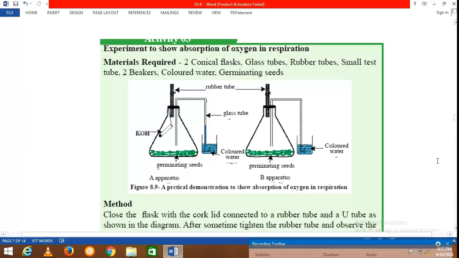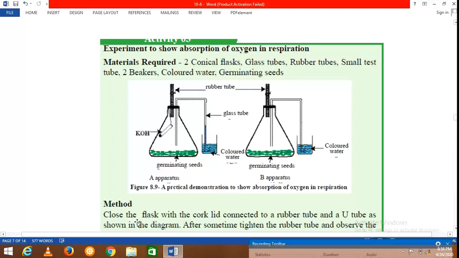You need two conical flasks. These are conical flasks. Then glass tubes are needed. Then a rubber tube, a small test tube, two beakers, colored water, and germinating seeds. So you can see both these A and B setups are similar except the tube with potassium hydroxide in setup A.